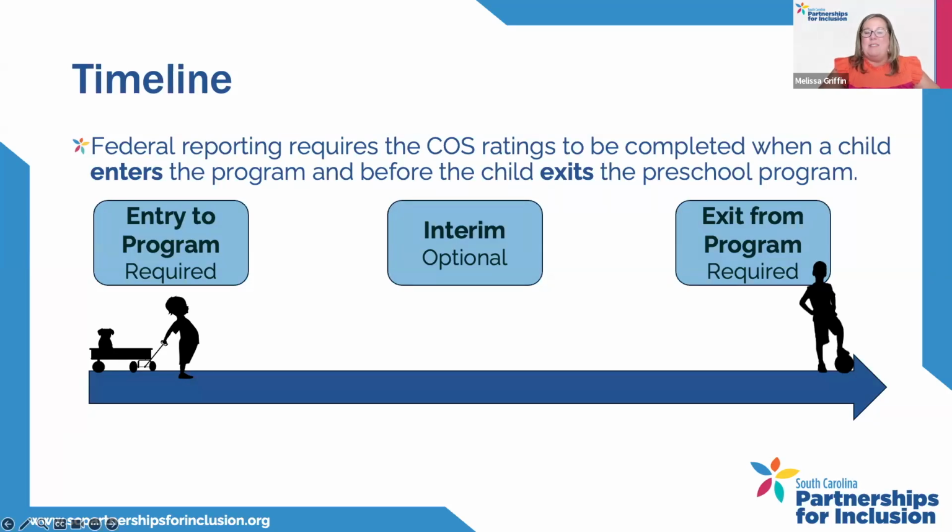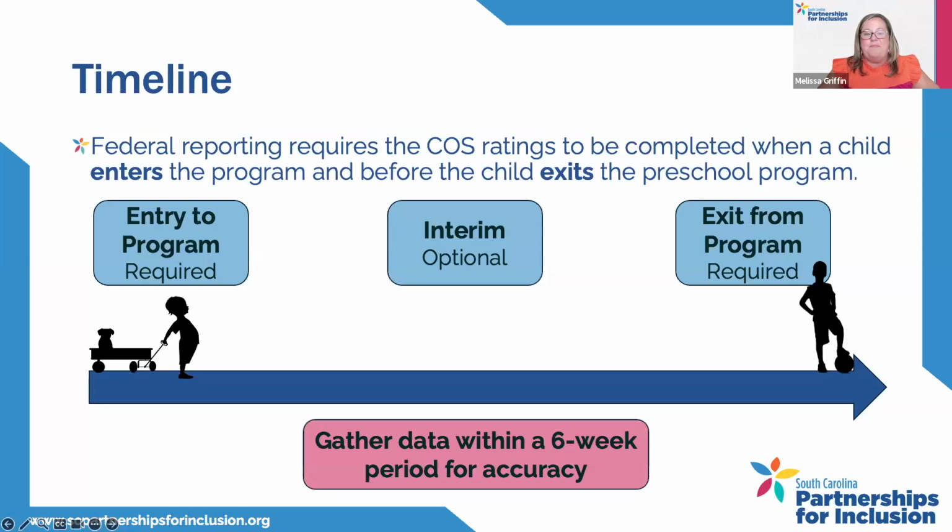I think we had some ahas when we did this in Summer University. So I do want to point out that Part C does this as well. So when a child enters early intervention, they will do the COS, and when they exit, they will do the COS. So it might be very helpful for districts and EIs to work together on that entry into Part B 619 COS, utilizing information from the exit from Part C. You also want to make sure that you're gathering that data within a 6-week period for accuracy.